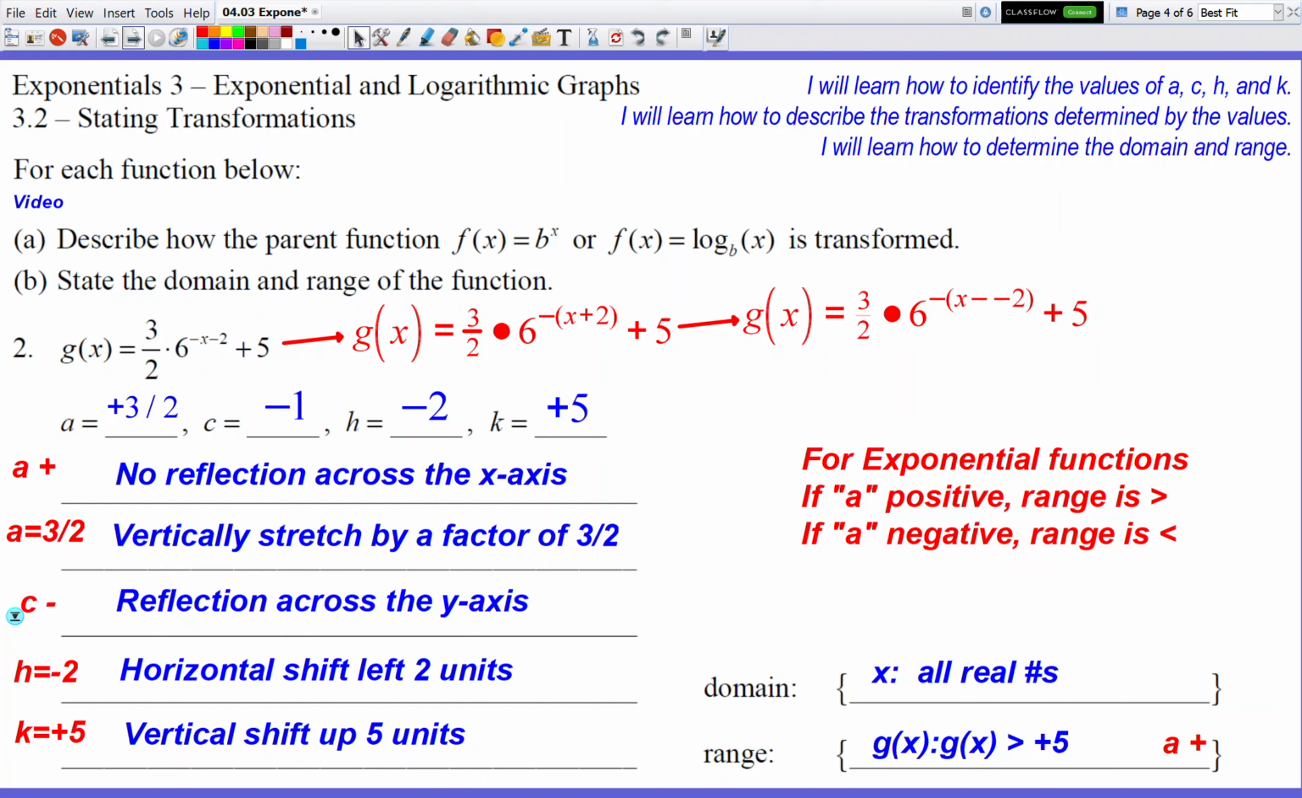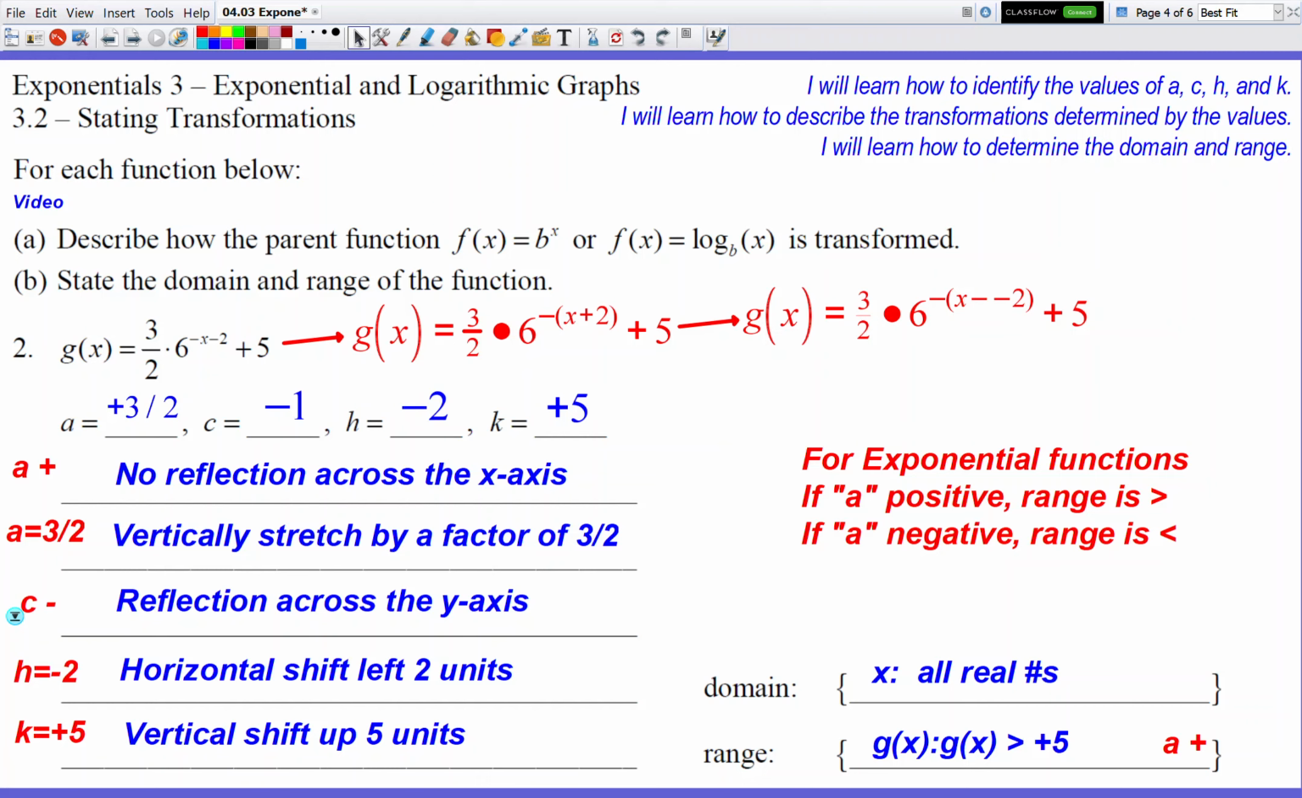First thing, a value positive 3 over 2, that's easy, that's all the way in the front. Last thing, k value positive 5, that's all the way at the end. Not too many people mess up on that anymore. The c and the h, that's where people mess up. Your c value is located in front of your x, which you see a negative. So because there's a negative in front of the x, your c value is negative 1.